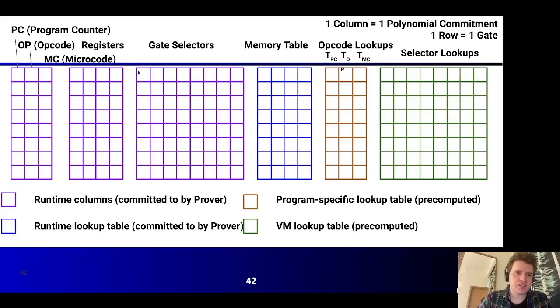So the idea here is that your program counter defines the values of your opcode and your microcode for the current row, and those values index the selector lookup table to pull out the gate selectors you're applying to that row. Those gate selectors then define the transition rules for how you transition from the current row to the next row. How do the register values change? How does the memory table value change if you're doing memory accesses? And also how does the program counter value change?